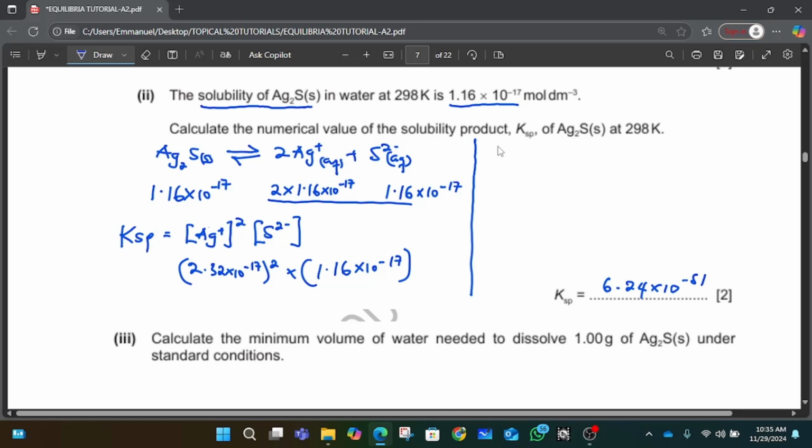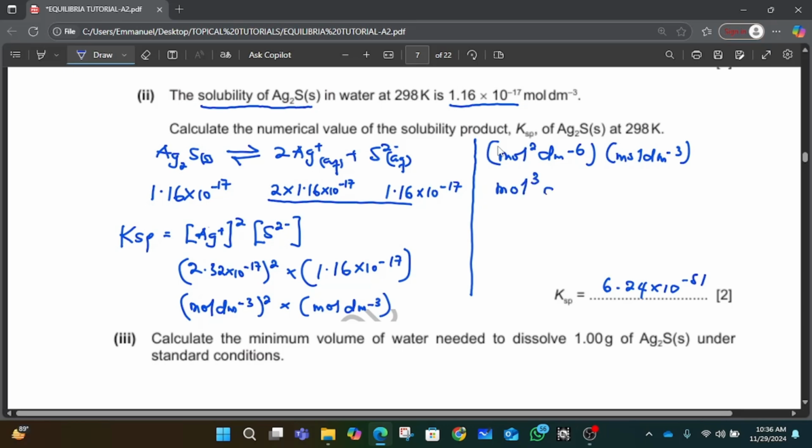In case they ask you to find the units of the Ksp, that will be mole decimeter minus 3, squared, times mole decimeter minus 3. This gives us mole squared decimeter minus 6 times mole decimeter minus 3. And if you multiply this together, you get mole exponent 3 decimeter minus 9.